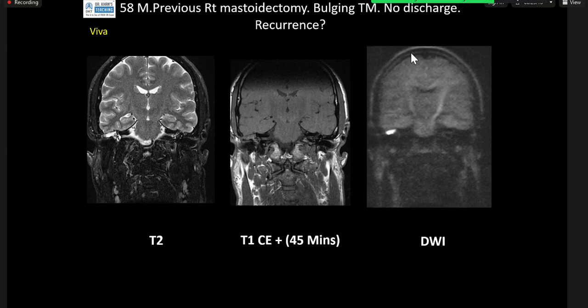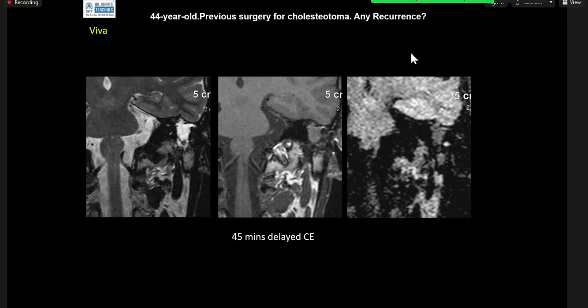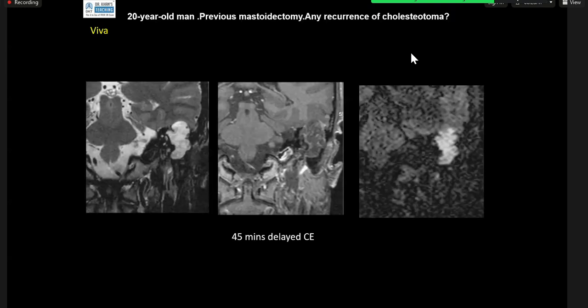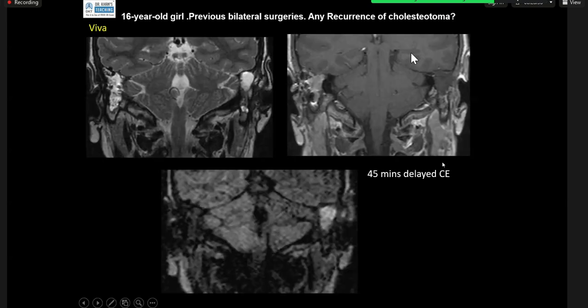Counter argument is that even if you say it is granulation tissue versus fluid, it will not change management. So just do DWI sequence and correlate with other non-enhanced sequences, correlate the anatomy of it, and tell the clinician what it is. So here, this is a post-surgical case. This is 45-minute delay. And on DWI, there is no restricted diffusion, so there is no recurrence in this case. In this case, there is recurrence because of DWI.